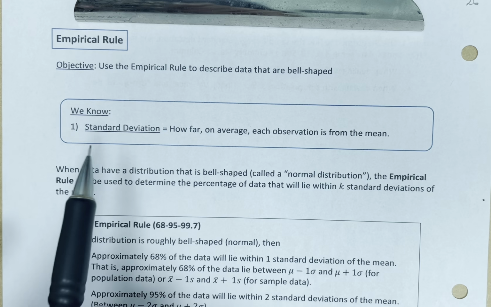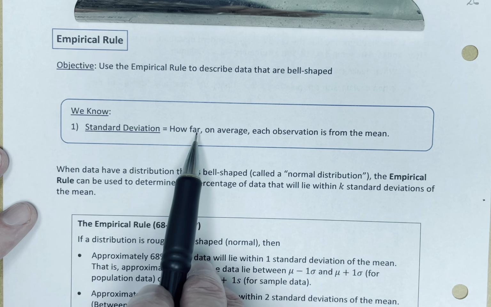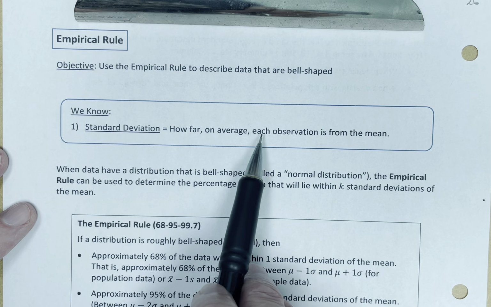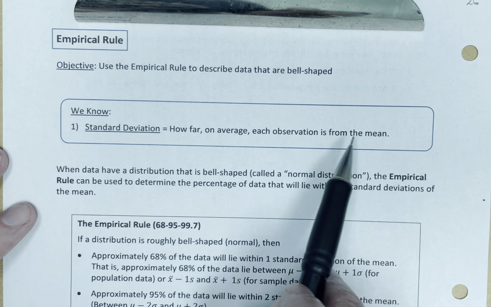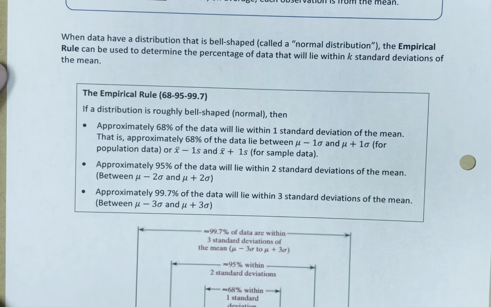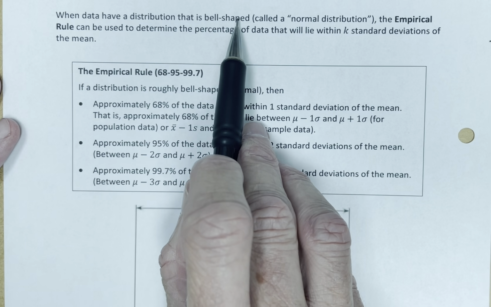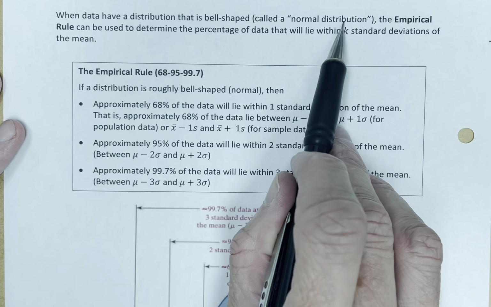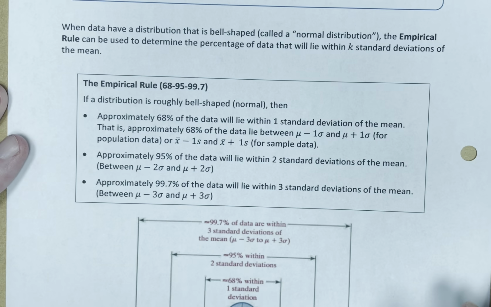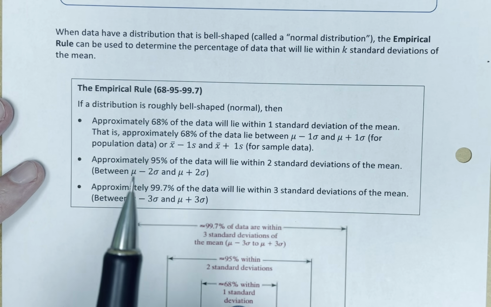What do we know that's going to help us in this lecture? We know what standard deviation is: how far, on average, each observation is from the mean. That's the standard deviation. When the data have a distribution that is bell-shaped, that is also called a normal distribution, because normal things like our heights, our weights, our SAT scores, etc., are bell-shaped.